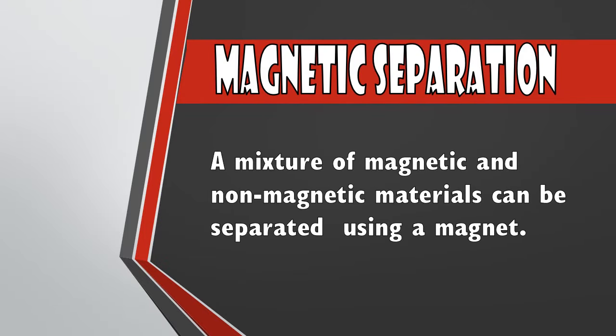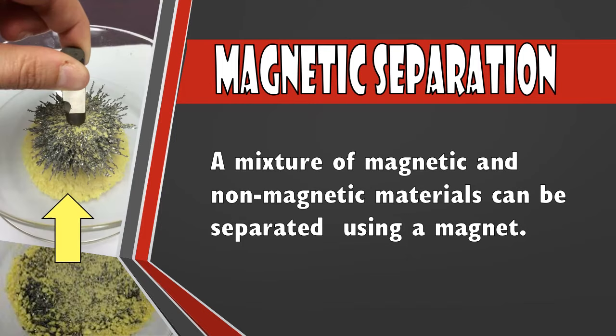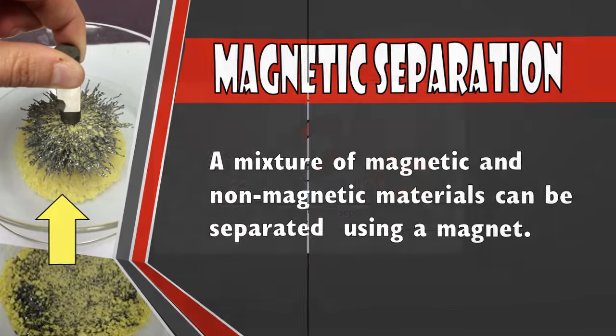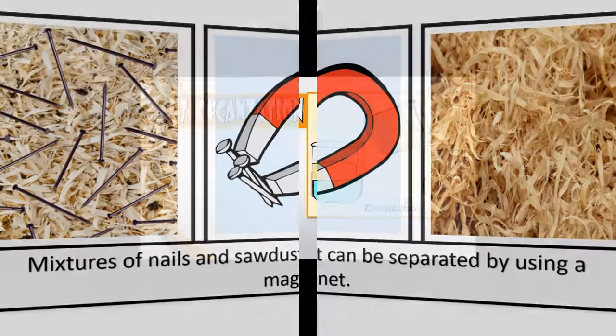A mixture of magnetic and non-magnetic materials can be separated using a magnet. For example, when iron filings are mixed with sulfur powder, they form a mixture. Using a magnet, the iron filings are attracted to the magnet, leaving the sulfur powder on the dish. Mixtures of nails and sawdust can also be separated by using a magnet.